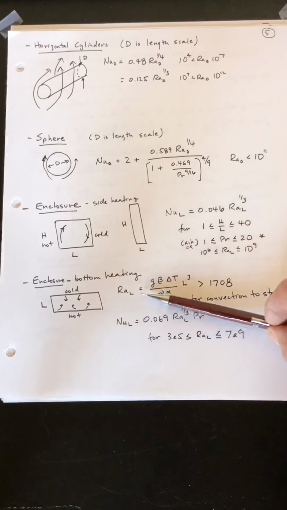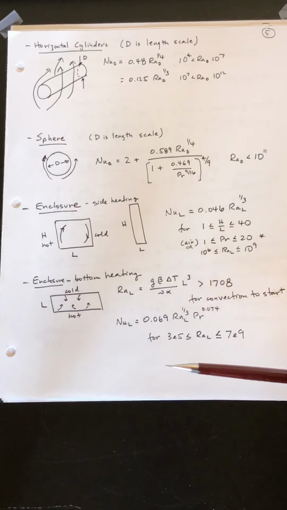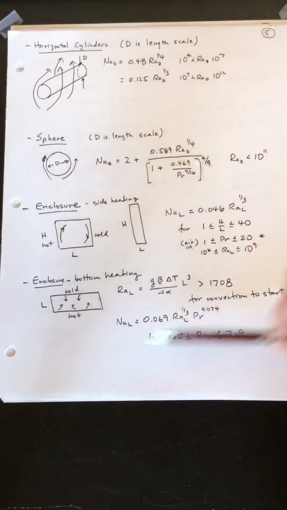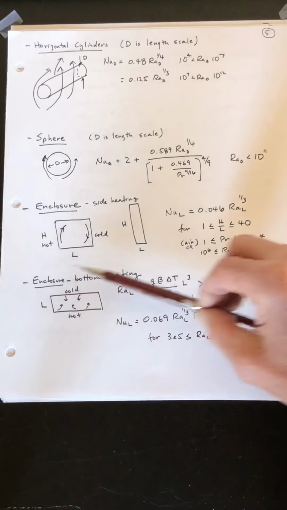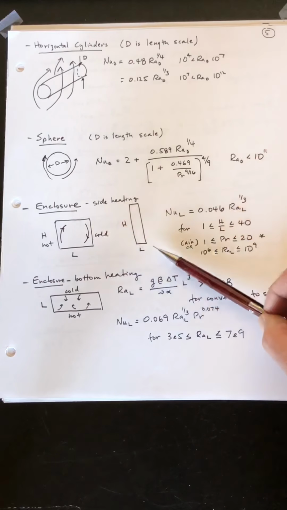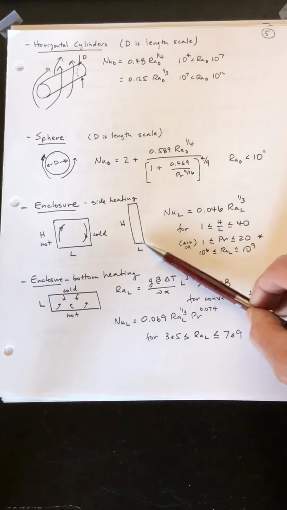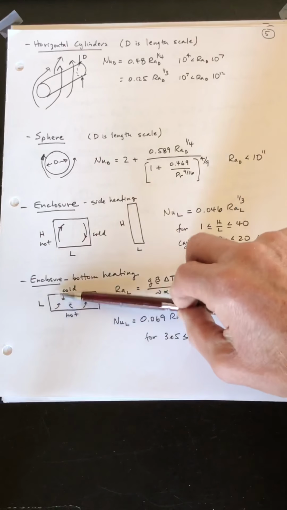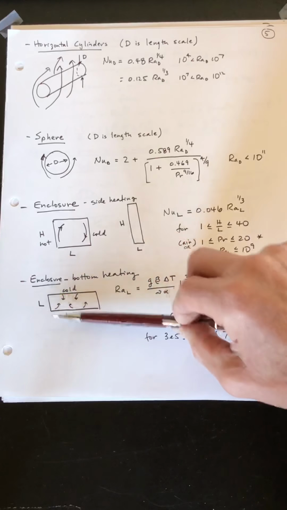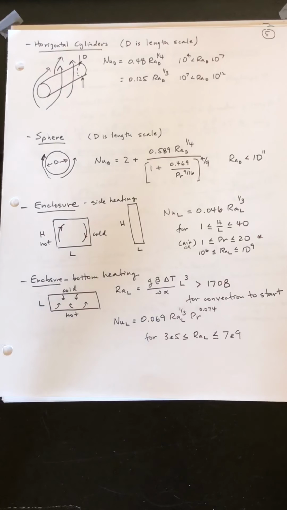And again, just want to point out that the length scale, when you have an enclosure, is really the distance between the hot and the cold plates. So L is here for side heating, and then L is in the vertical dimension for bottom heating. So that should be enough to get you started.